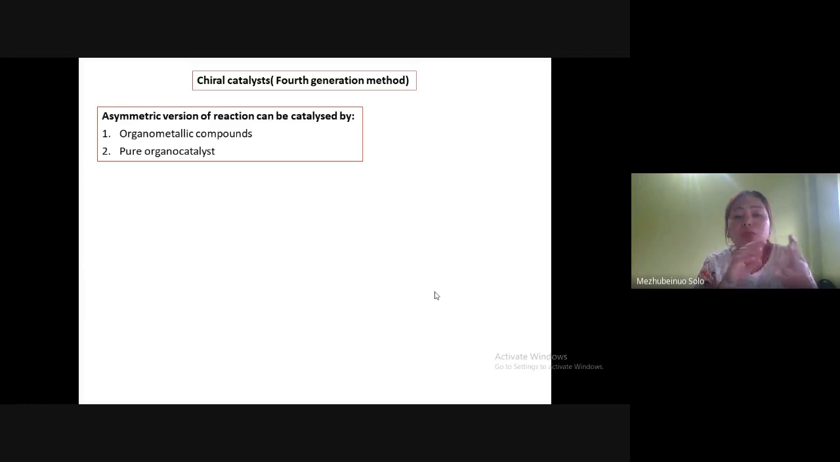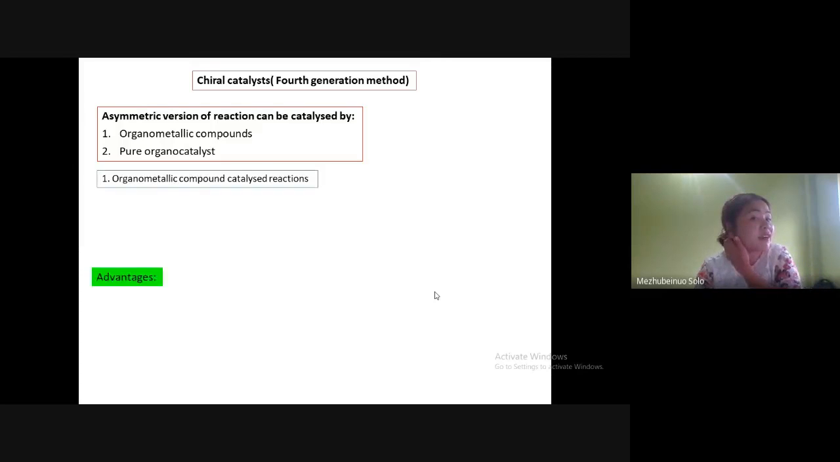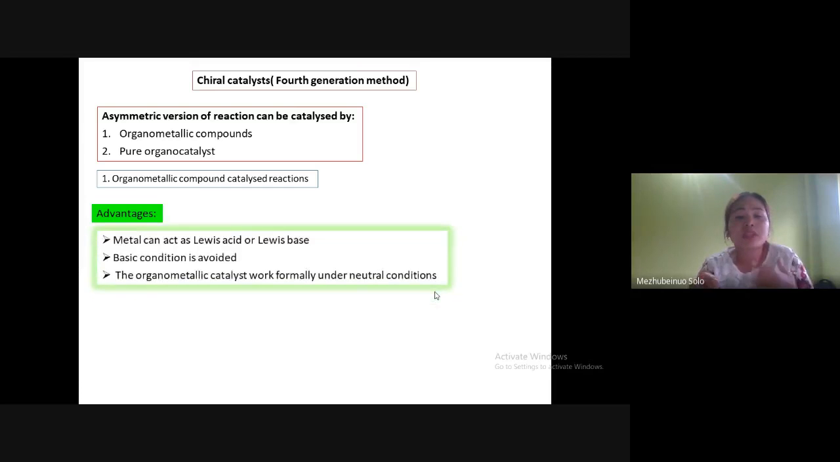And we have two types of chiral catalyst. The first one is organometallic based, and the second one is pure organocatalyst. So let us see the advantages of the organometallic compounds. See, the metal can act as a Lewis acid and base, hence it can activate the starting material, which will lead to the completion of the reaction in a shorter period of time, and basic conditions are avoided.